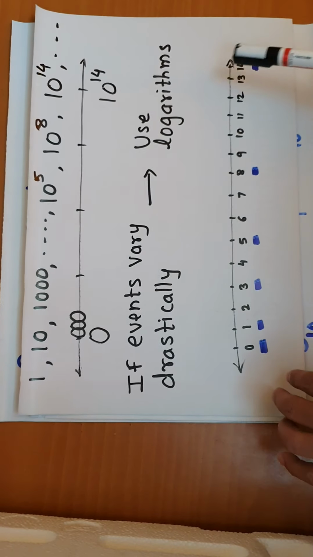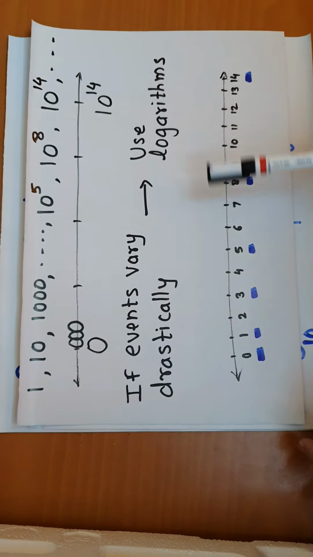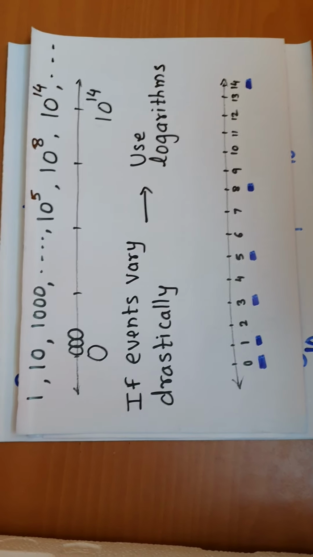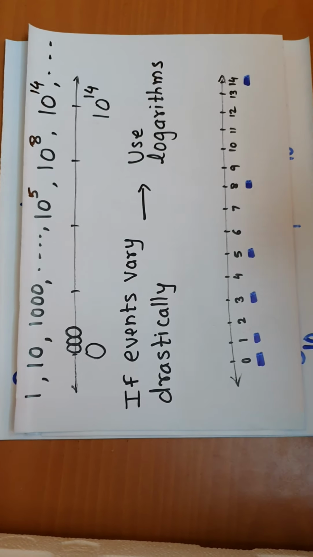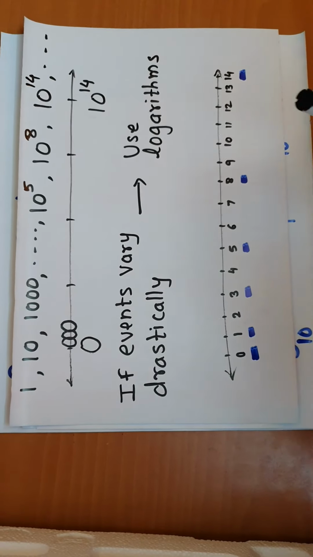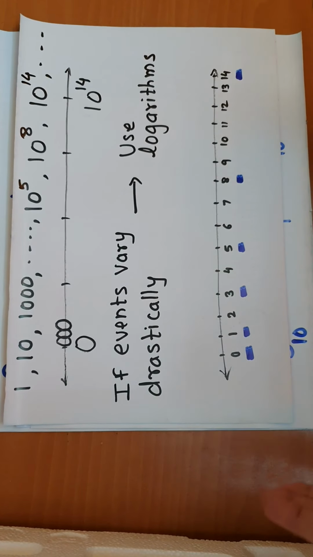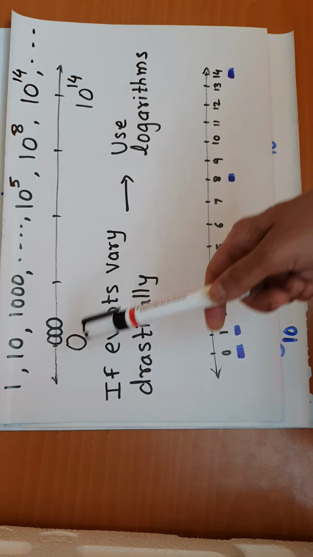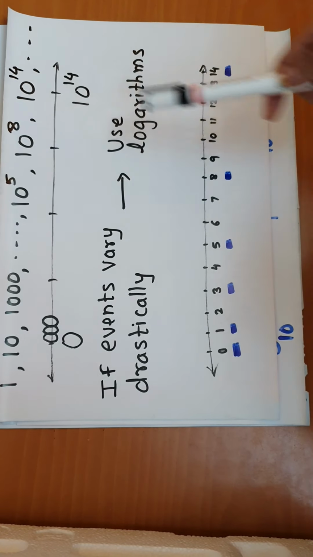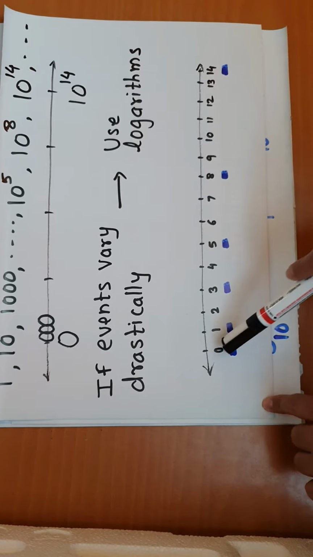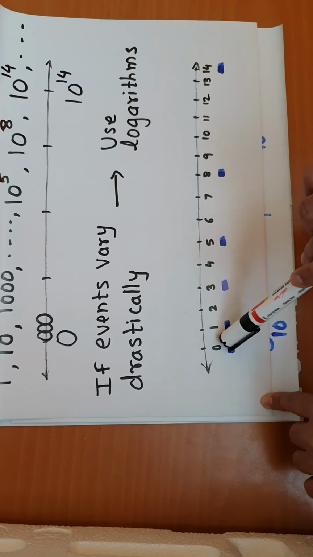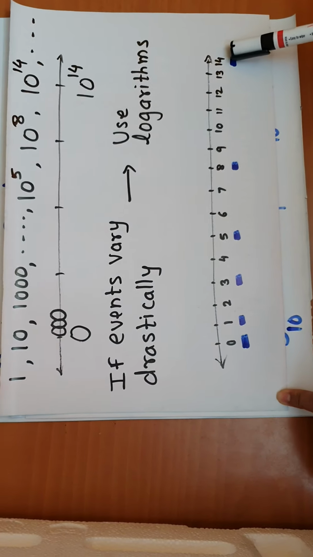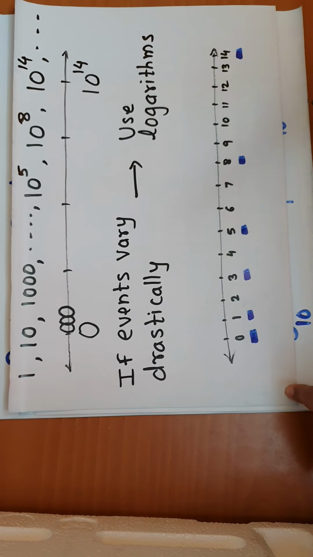In such cases, we take help of logarithms. When the numbers vary with huge difference, then logarithms help us to represent them using a proper scale. I will tell you that these numbers we can also represent on the number line in a scale of 0 to 14. So we'll discuss how it is possible.